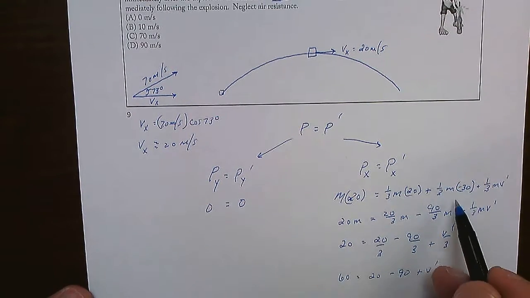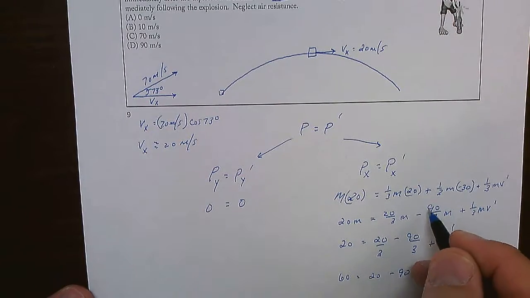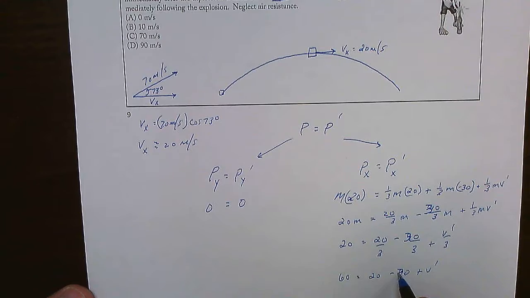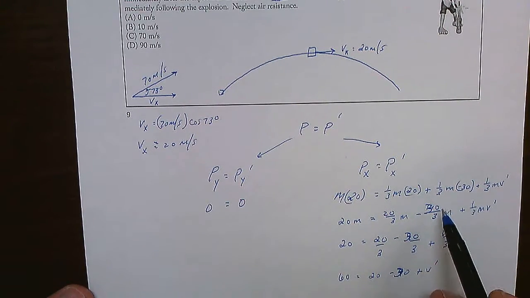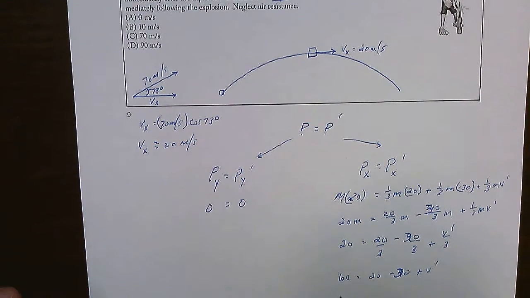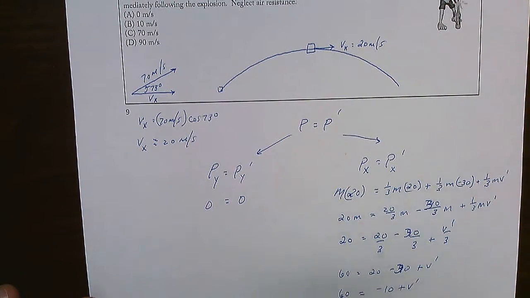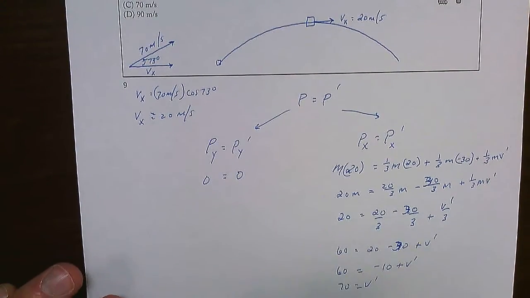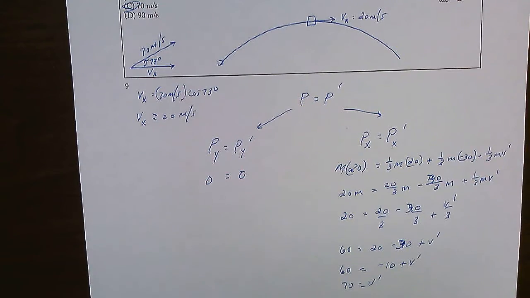All right, we actually have to backtrack here a little bit, right? I multiplied a little bit too early. So this is 30 right here, not 90. So that's 30, that's 30, and that is 30, right? It's 30 over 3, not 90 over 3. Okay. So then I've got 60 equals 20 minus 30 plus v prime. So 60 equals minus 10 plus v prime. 70 is my new velocity because of conservation of momentum. Choice C.